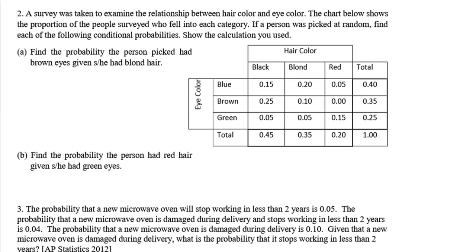Let's look at question 2. A survey was taken to examine the relationship between hair color and eye color. All right. We want to find the probability the person picked had brown eyes given that he or she had blonde hair, and then find the probability that the person had red hair given that he or she had green eyes. Please work these out and play the recording when you're ready.